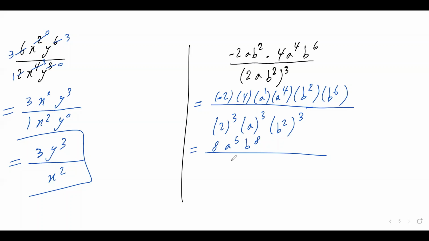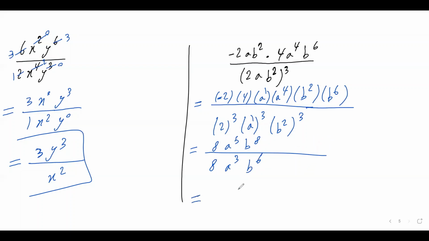And for the denominator, I have 2 to the power of 3, which is just 8. And I have a to the power of 3. Again, the a has exponent of 1. So 1 times 3 is just a to the power of 3 times b to the power of 2 times 3, which is b to the power of 6. So we simplified numerator and denominator.